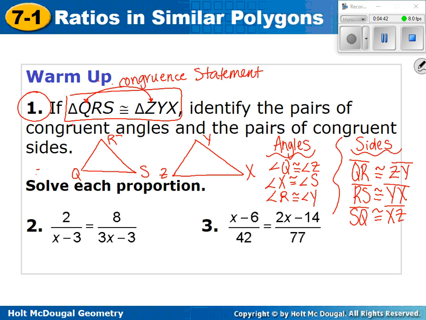You do not really have to have a picture to do that, though. You can just look at the congruence statement. It's telling you Q and Z match up, R and Y match up, S and X match up. And then the side links, the same thing.